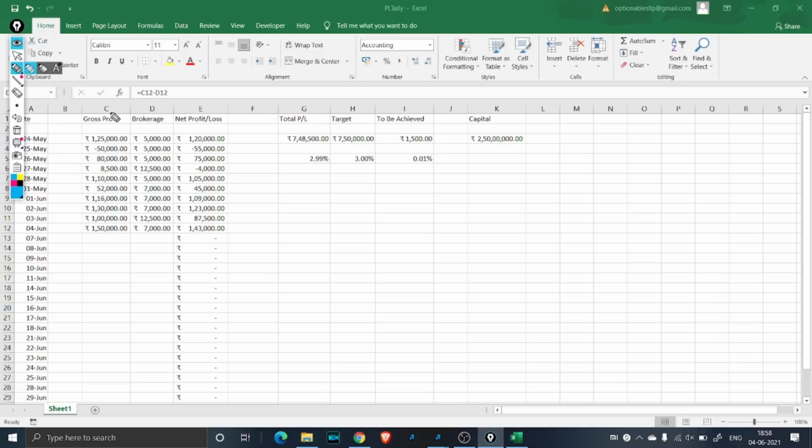Gross profit basis wise we have already achieved our target, and net profit we are almost about to achieve our target. So we only have 1,500 rupees left, and we will be achieving our target sooner or later in the next week. So after which we still have so many days to go in June, so we will slightly increase our target also.